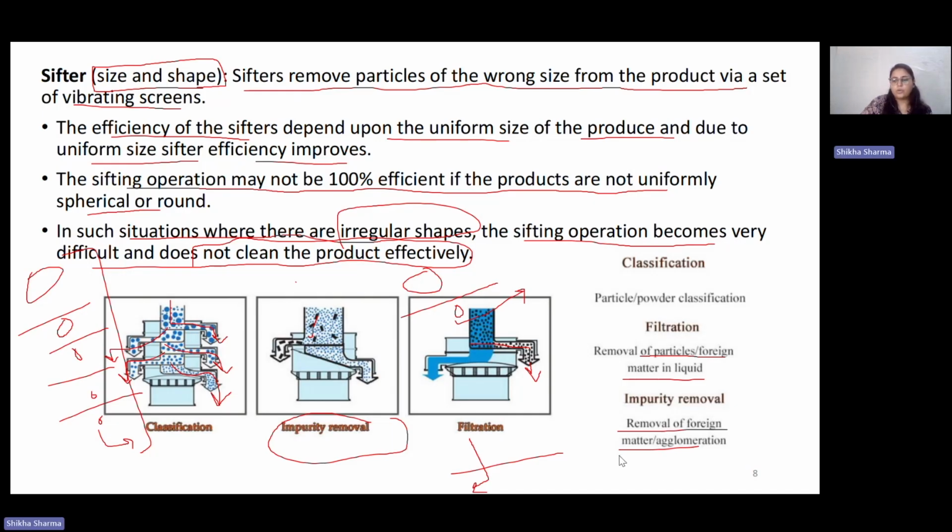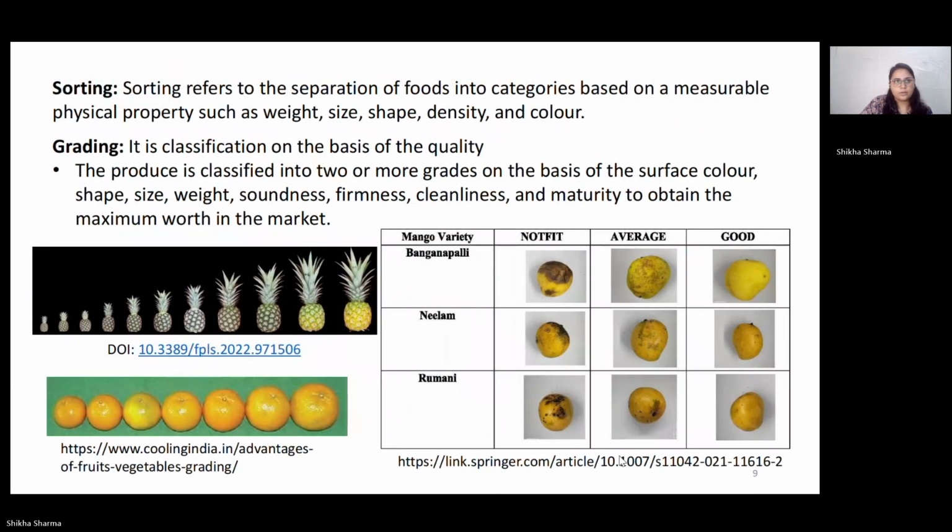Okay, I hope everything so far is clear to everyone. Now we are moving to the next concept, which is sorting and grading. What is the difference between sorting and grading? Sorting refers to the separation of foods into categories based on a measurable physical property, such as weight, size, shape, density, and color. The sorting we do is based on some physical property. There can be differences in weight, size, shape, color, or density. Maybe some particles are lighter and some are heavier.